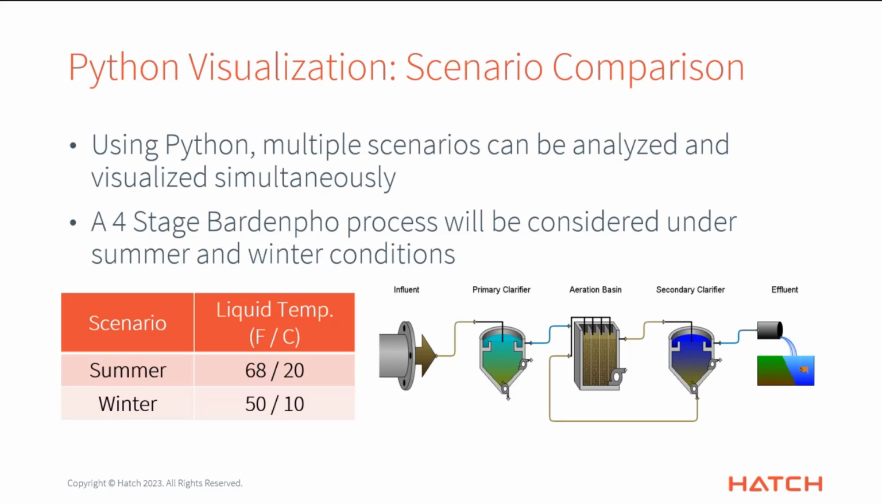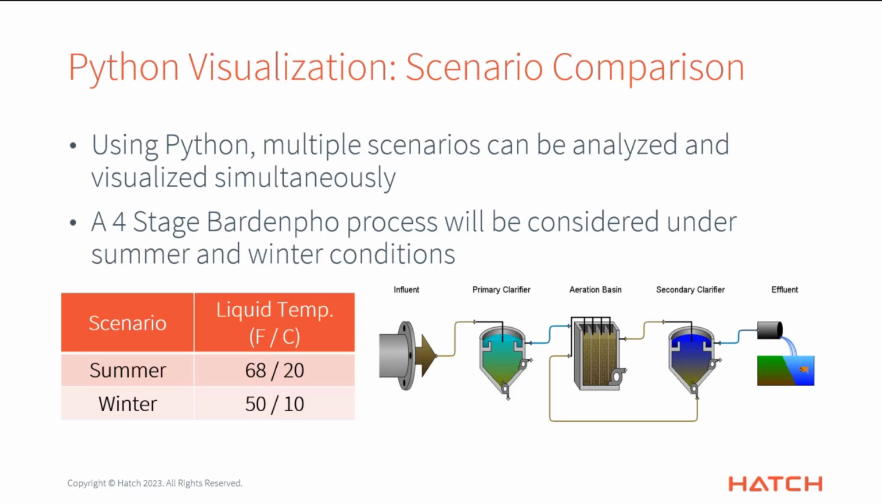And the plant we're going to be looking at is a 4-stage Bardenpho process, and we're going to be looking at two distinct scenarios. Our first scenario is going to be a summer scenario where we're just going to tweak the liquid temperature so that we have a liquid temperature of 68 degrees Fahrenheit or 20 degrees Celsius in our summer scenario. And then we also have a winter scenario where the difference is that our liquid temperature is 50 degrees Fahrenheit or 10 degrees Celsius.